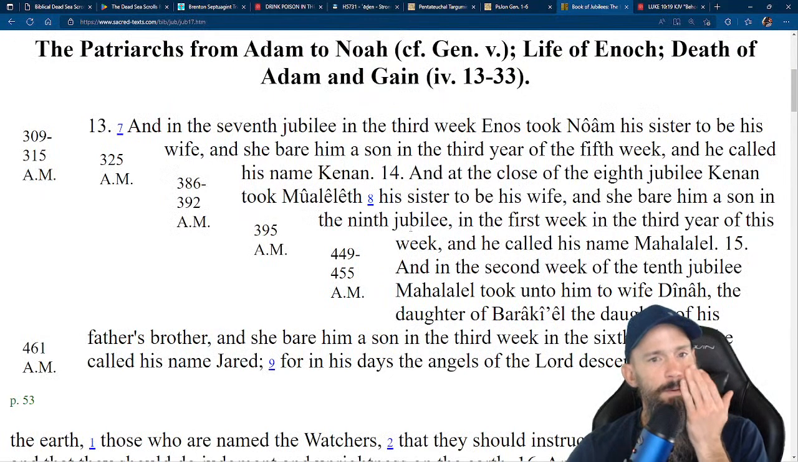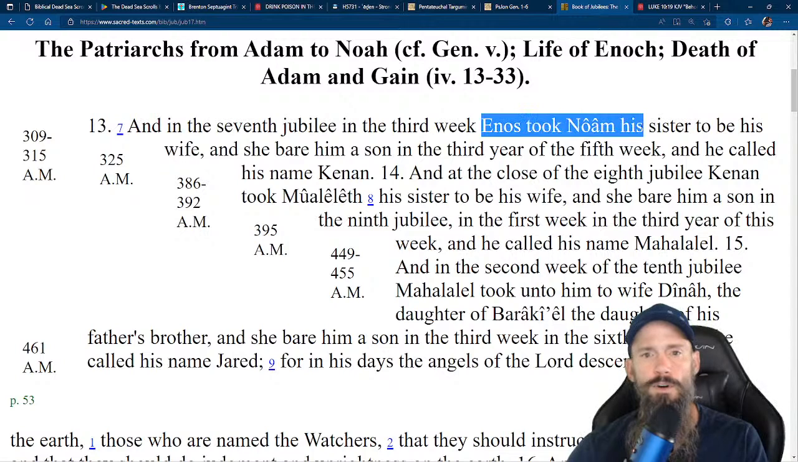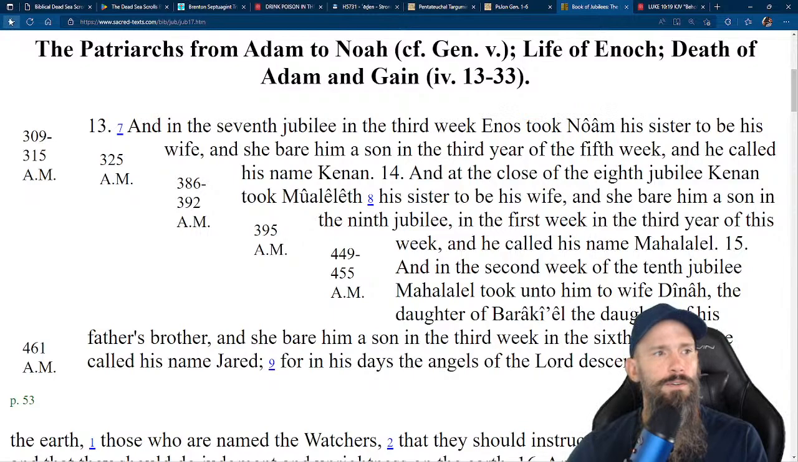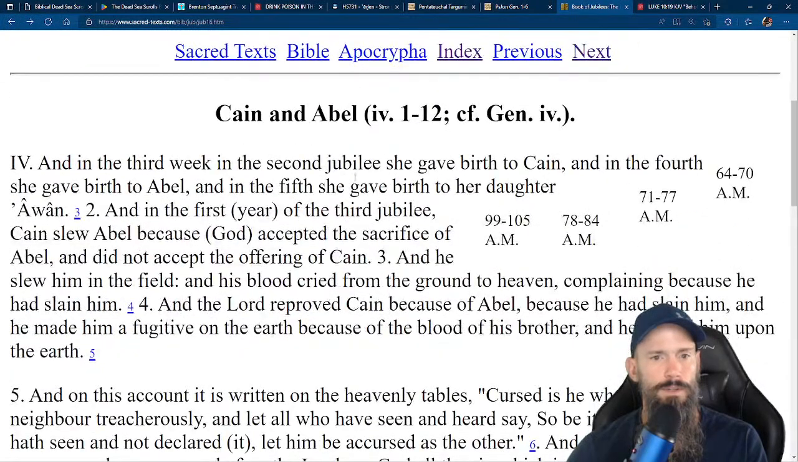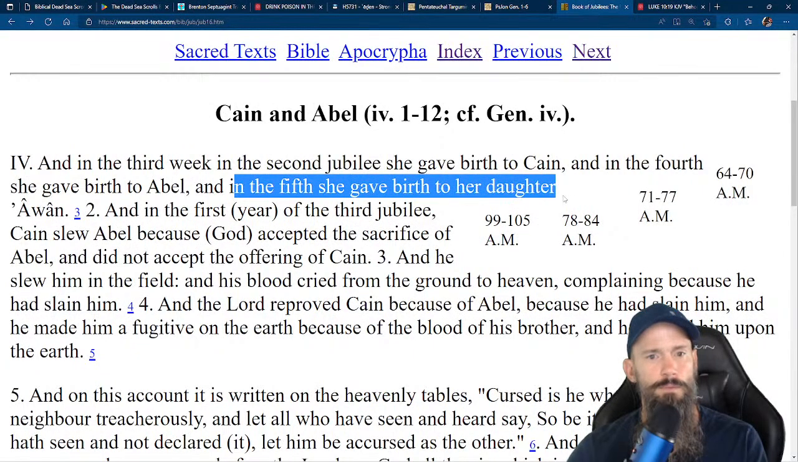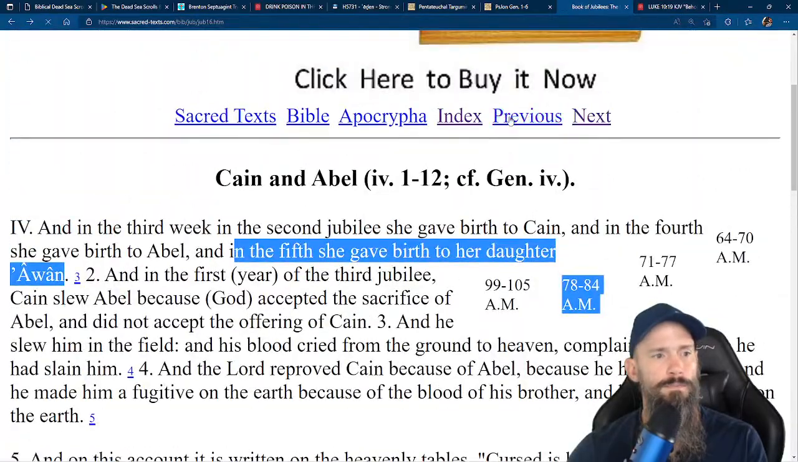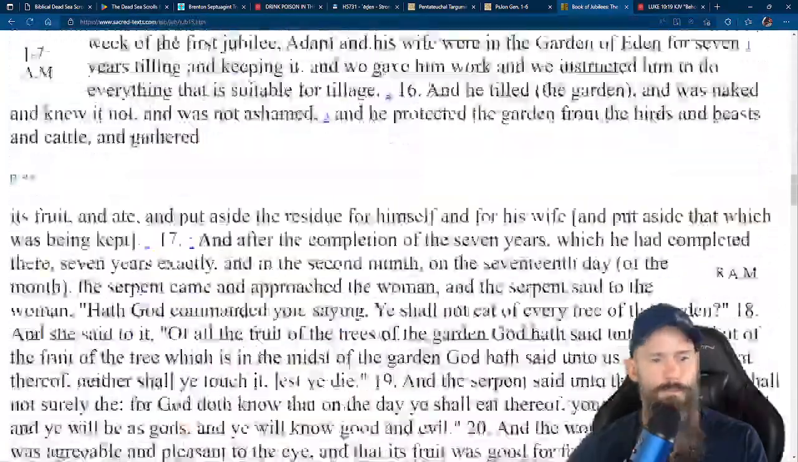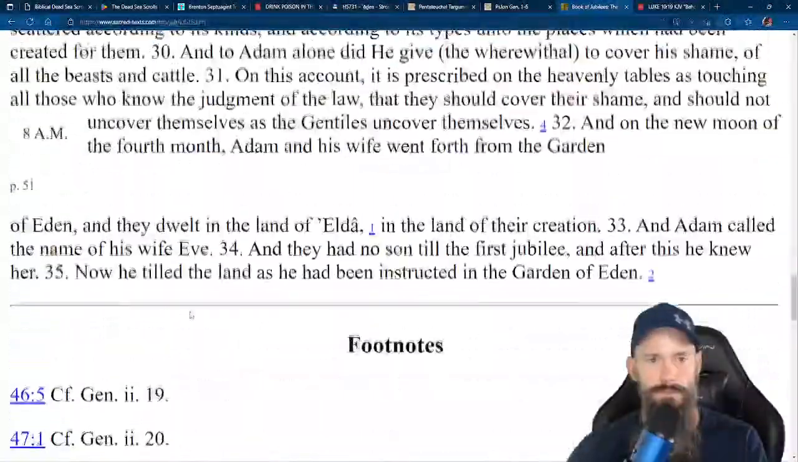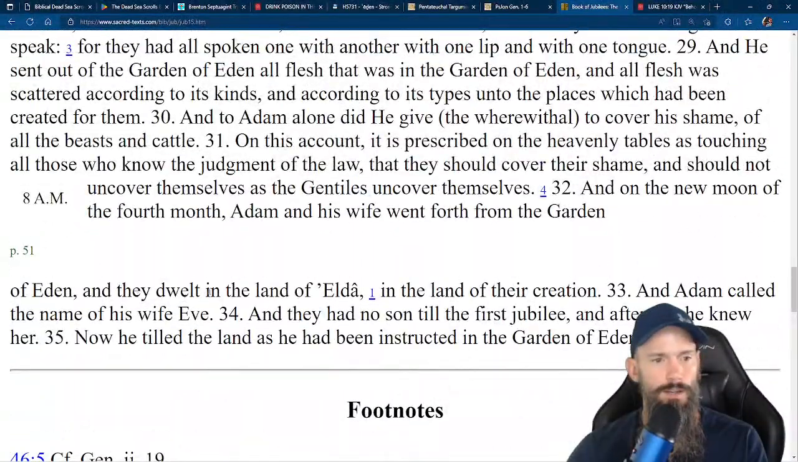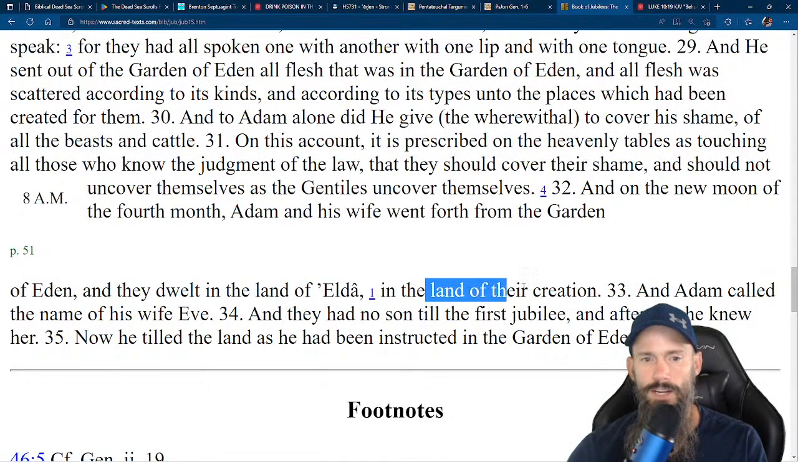If you look at, say, Enos took Noamon, his sister, to be his wife. And she gave birth, in the 5th, she gave birth to her daughter Awan. And Garden of Eden, they dwelt in the land of Eldah, the land of their creation.